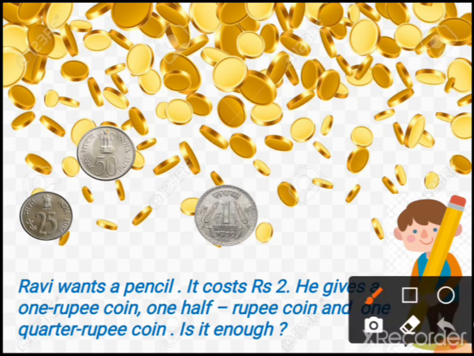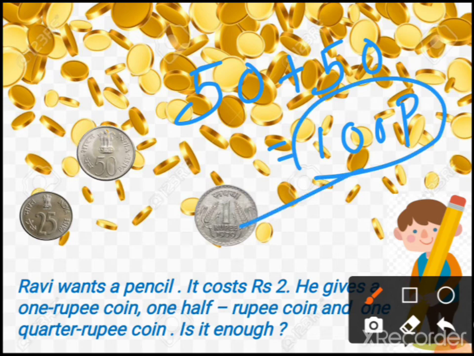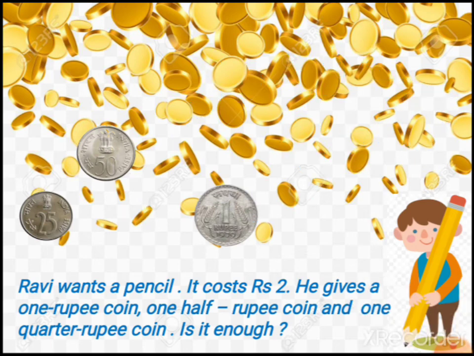Then 50 is half. How? Because we add 50 two times to become 100 paisa and it will be 1 rupee. So 50 is 1/2 and this is 1 rupee.